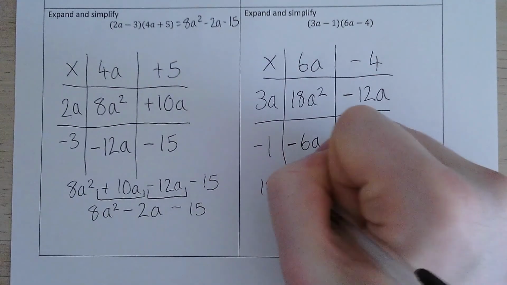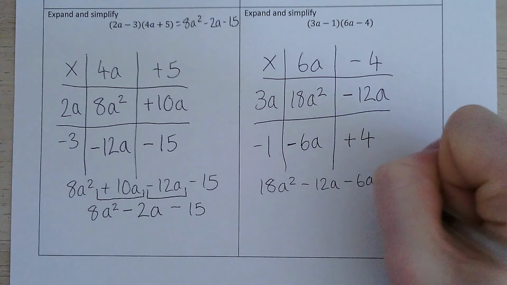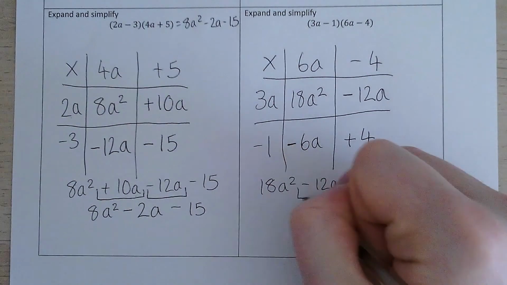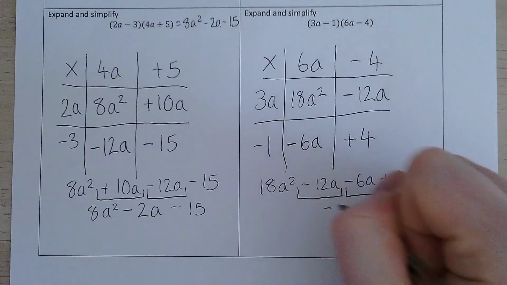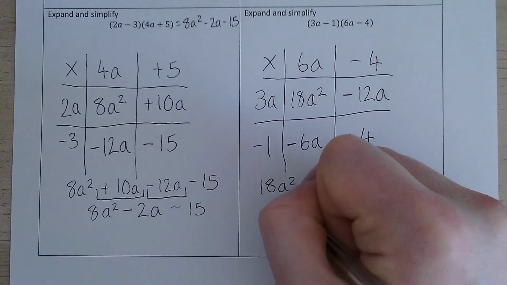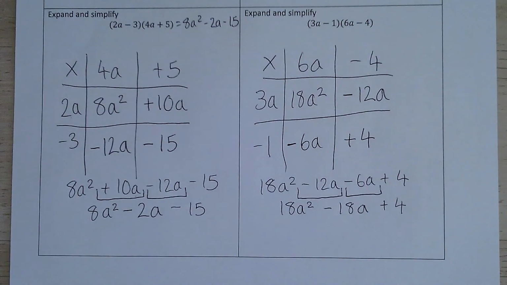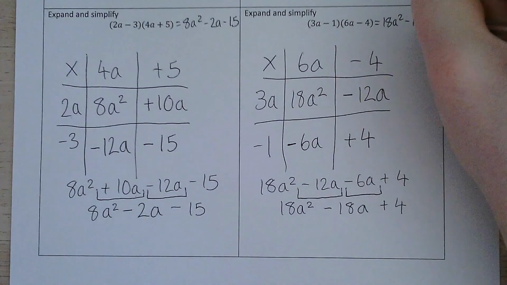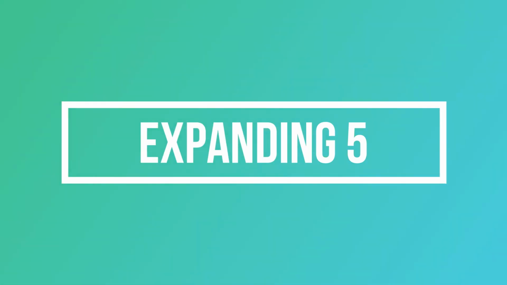We write out the four terms next to each other, so 18a squared minus 12a minus 6a plus 4. We look for our like terms, which are minus 12a and minus 6a. Minus 12 take away 6 will give us minus 18a. The other two terms drop down. So the final answer for this question is 18a squared minus 18a plus 4. And that concludes today's lesson on expanding.